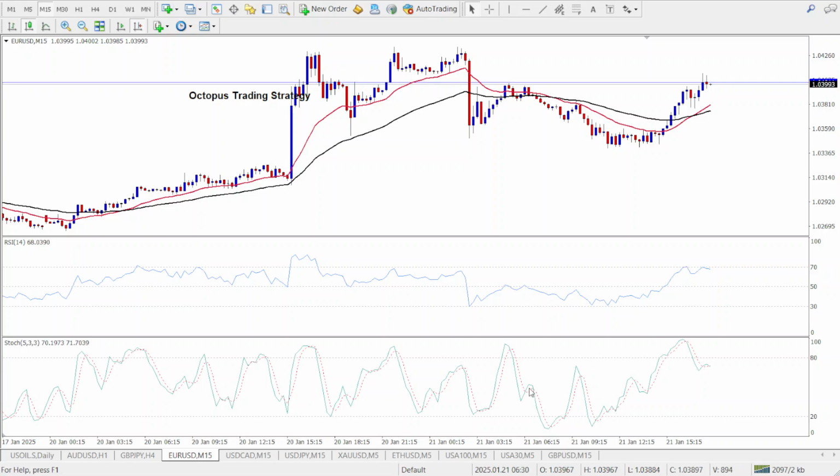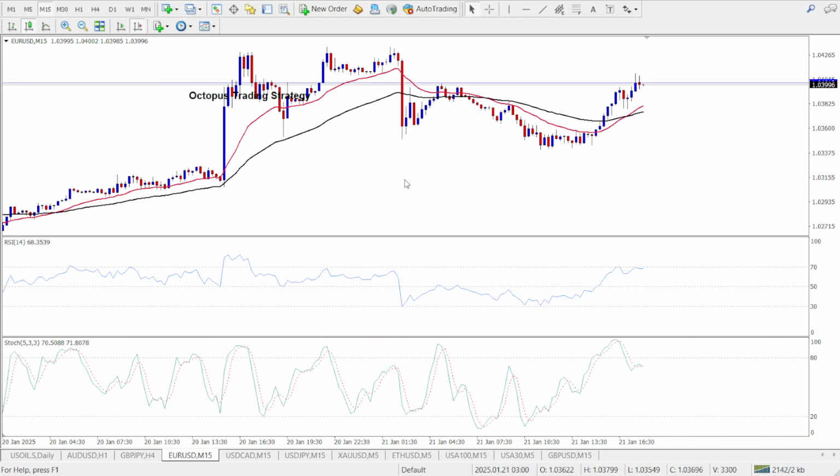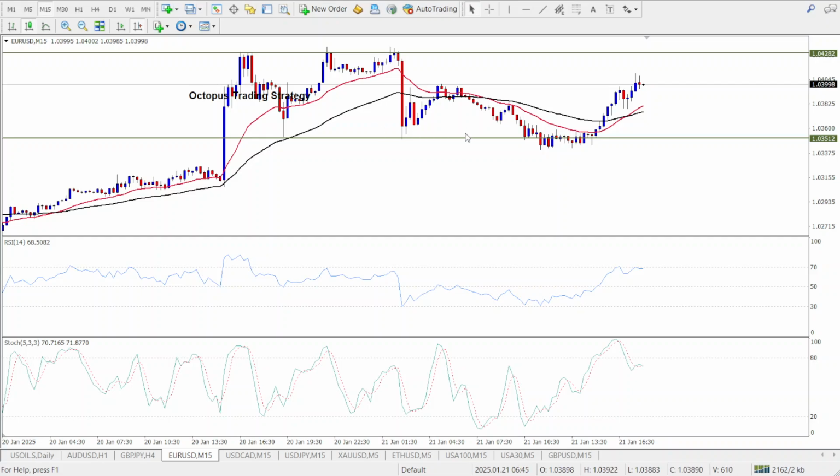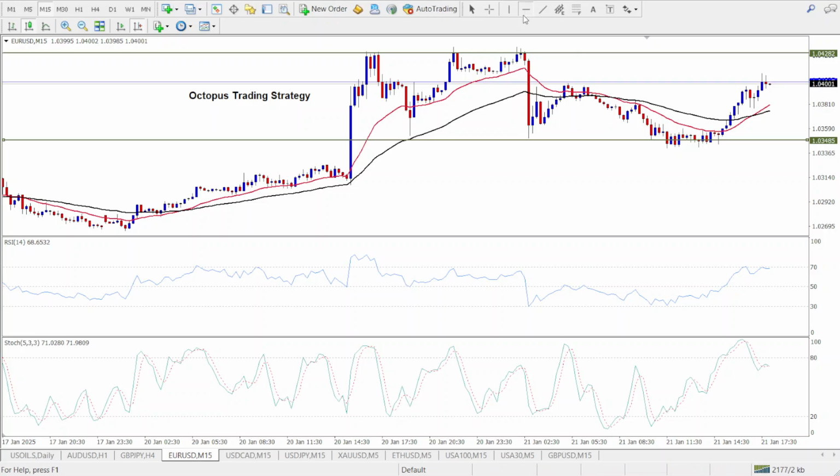The next thing is to combine these with price action. Look for candlestick patterns like pin bars or engulfing candles at key levels of support or resistance. So pay attention. You have to set your support and resistance zones. Whenever you identify support and resistance zones, you have to map them out.